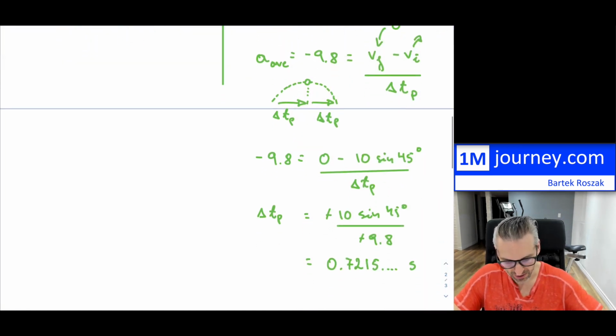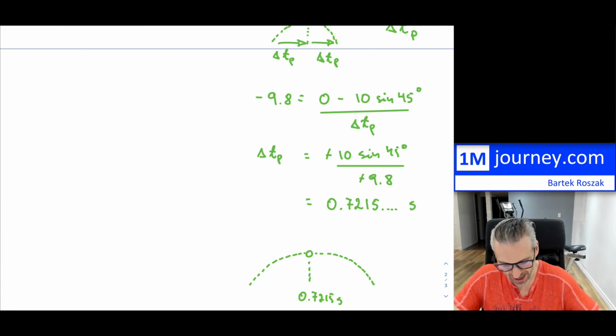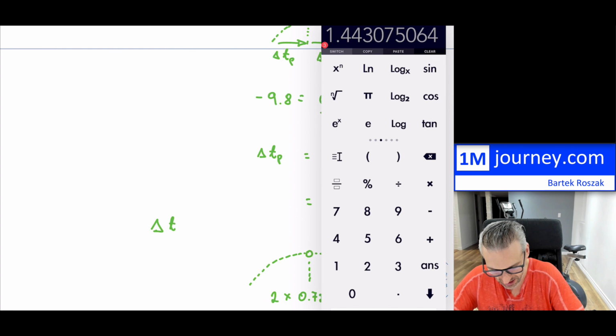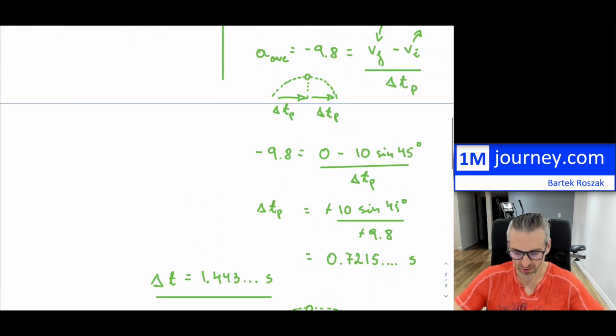So what does this mean? Well, this means that this cannon was shot out and it reached its peak at 0.7215 seconds. As it continues on, the entire path would be twice as long. So we could take this, multiply it by 2, and we would know that the entire delta t was equal to 1.443, and so on. You can keep as many decimals as you like, but that's the entire trip duration. So very quickly, we can obtain that.